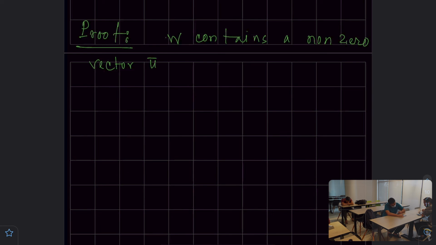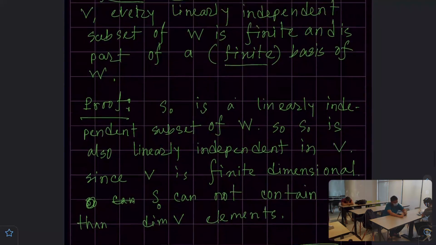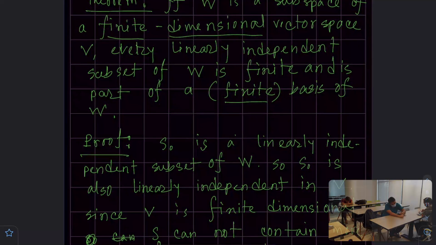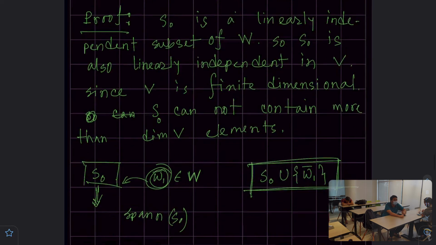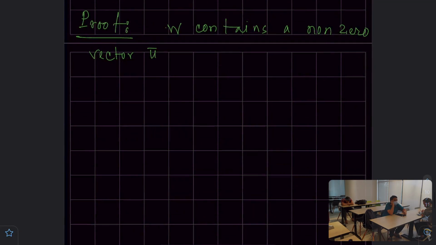So W contains a non-zero vector U, then by this theorem, if W is a subspace of a finite dimensional vector space V, every linearly independent subset of W is finite and is a part of a basis of W. Okay. So if we use this theorem, one can construct a basis of W containing U. Right? Is it clear why you can construct this? Because W contains this vector U, and U is a non-zero vector, right?